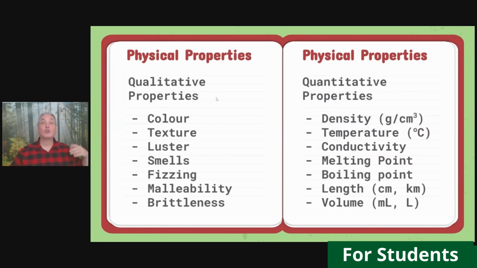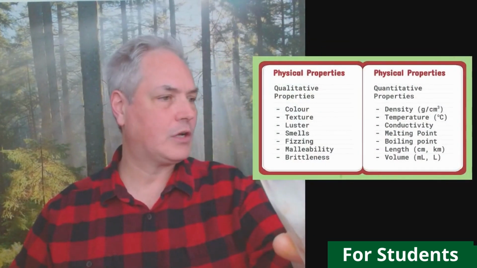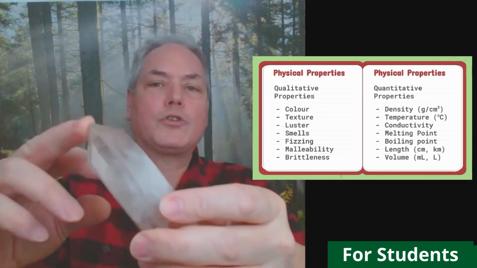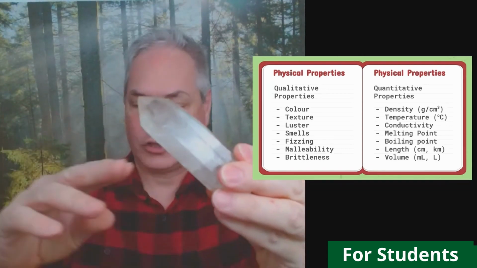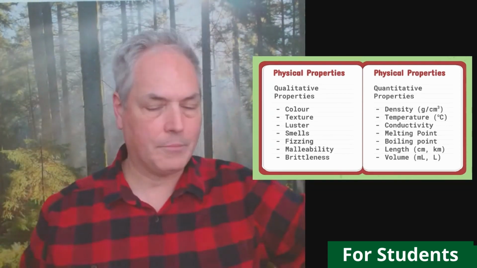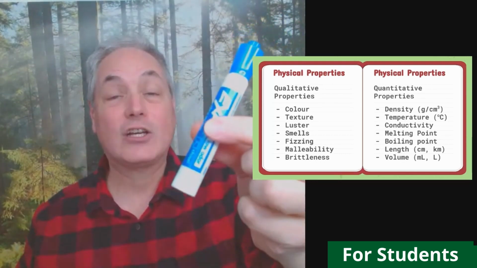Physical properties, there are two kinds. The first one are the physical properties that we can see or observe with our five senses. So first of all, we have colors. Here I have an example of a quartz crystal. It has a color, or if we have a marker, we can actually see colors here.